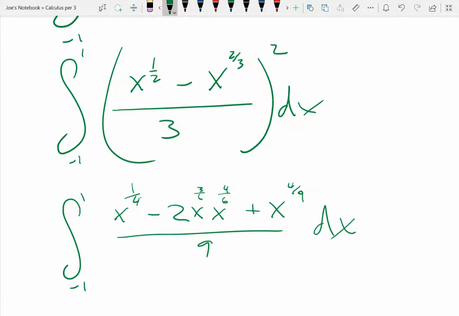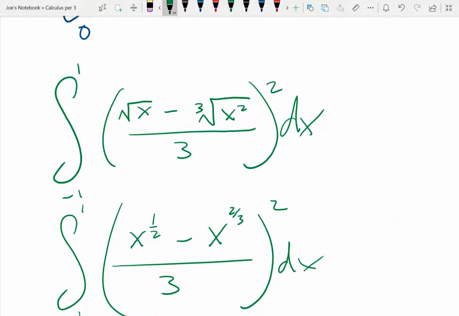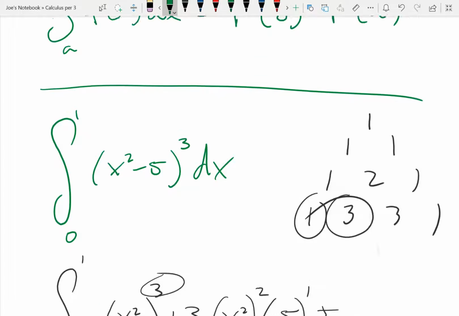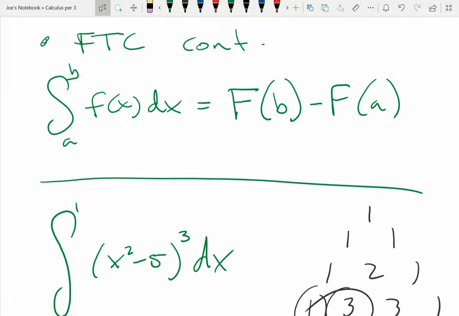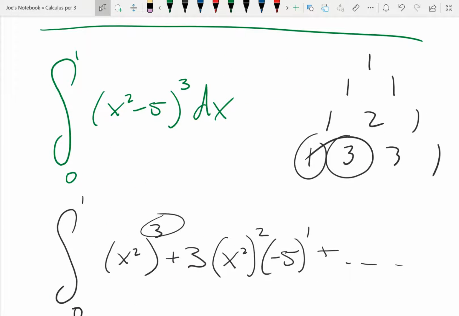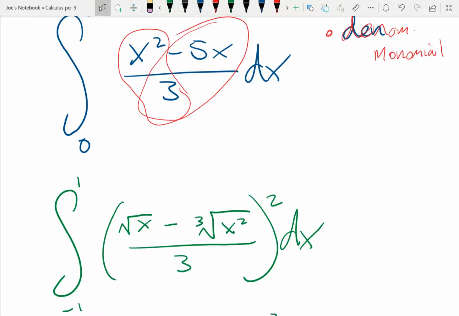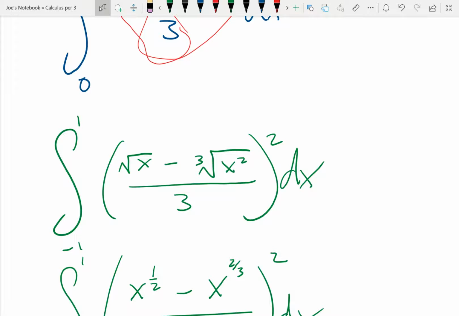All right, so absolutely nothing new learned. You know that f of b minus f of a, that was yesterday. You've done all of these tricks before. You've done Pascal's triangle, you've dealt with monomial denominators, and you've dealt with radical indices. So just refreshing you to get started.